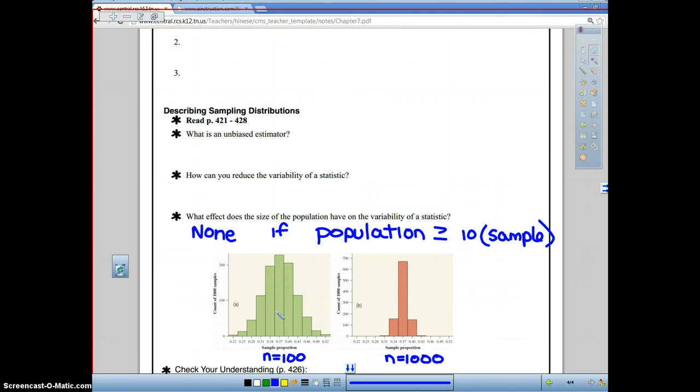So key points: definition of a sampling distribution, increasing sample size reduces variability, and being able to begin a sampling distribution, even if we can't totally complete it.